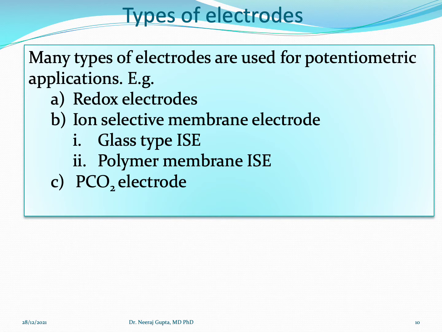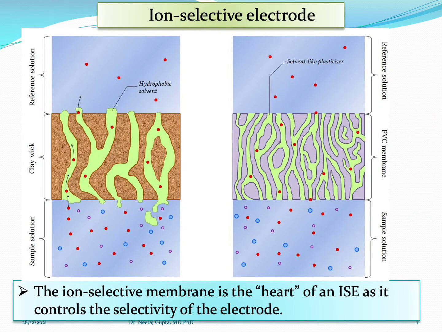There are many different types of electrodes that are used for potentiometric applications. For example, redox electrodes and ion selective membrane electrodes, which are of different types depending on the type of membrane they contain. For example, glass type ion selective electrodes, polymer membrane based ion selective electrodes, and PCO2 electrodes. Here we will be studying only the ISE in detail. Ion selective electrodes. So let's look at the ion selective electrodes.